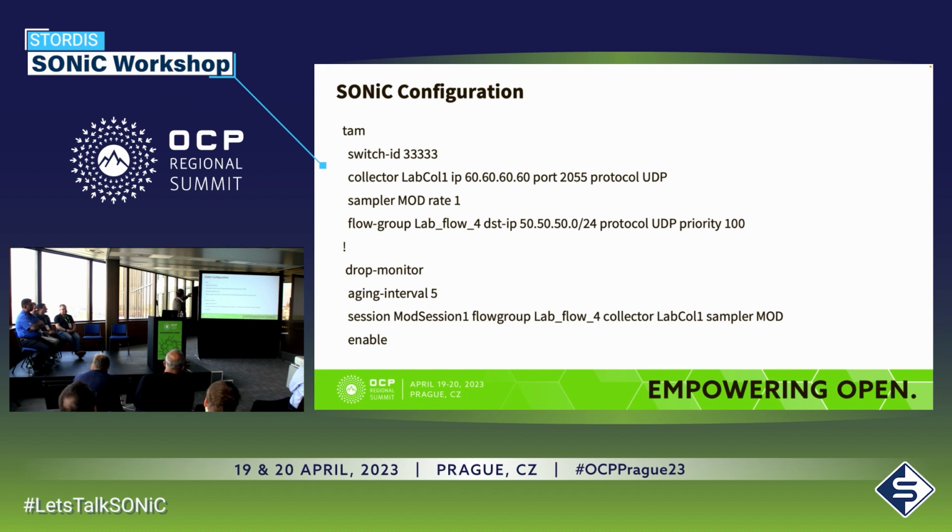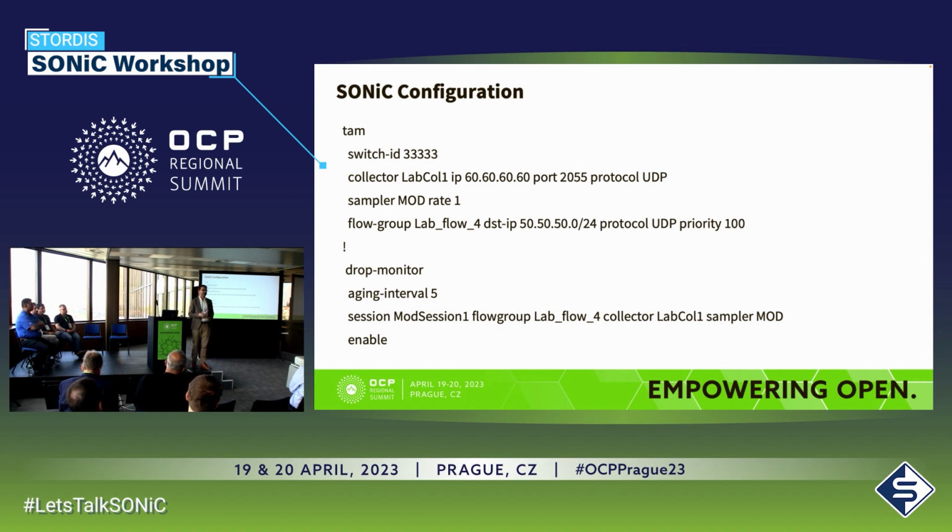So you define the switch identifier, very important, because this is what you will get with the mod message. Collector: that is where you're defining where your collector is, your IP, and it listens on UDP port number 2055. Flow group, probably the most important thing, is where you're defining your interesting traffic. Here you're defining your business critical application.